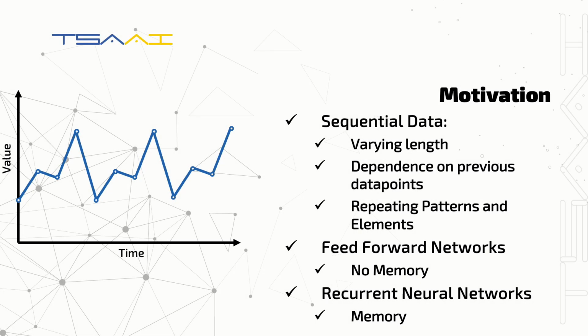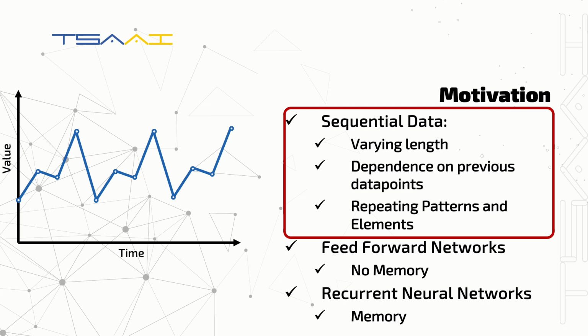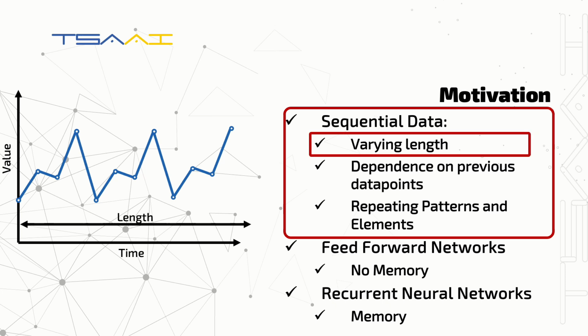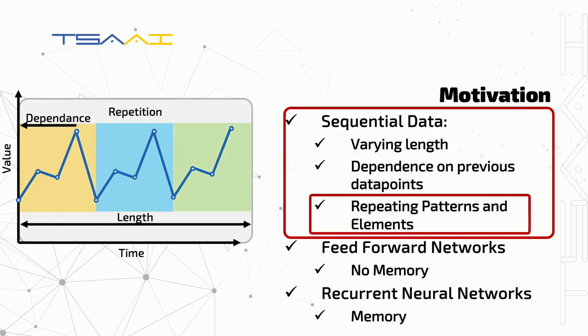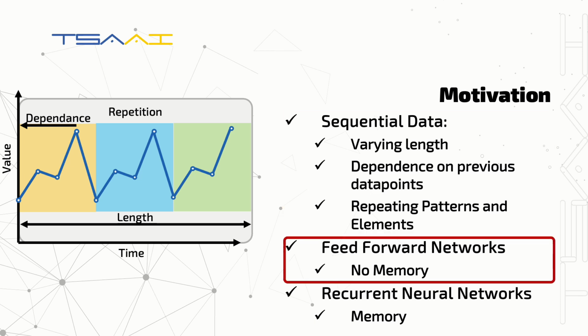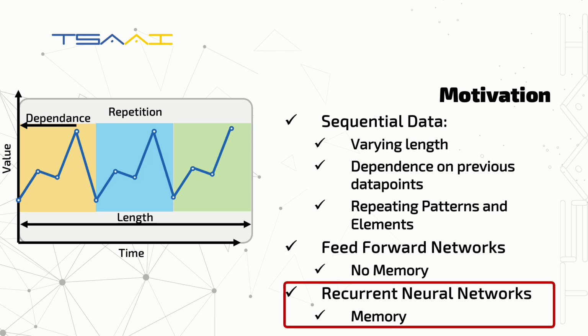First, let's consider an example of sequential data. Such data can vary in length. They have data points that depend on previous ones, and they have repeating elements and patterns. While feed-forward neural networks excel at static data, they fail when modeling sequential data, because they cannot remember previous states. In contrast, RNNs overcome this limitation with their memory capabilities, allowing them to effectively understand and process various types of sequential data, such as text and time series information. Let's explore how RNNs achieve this memory functionality.